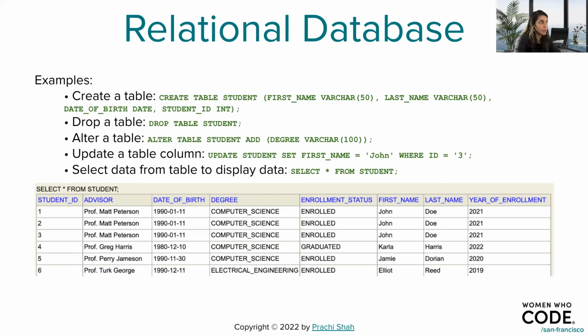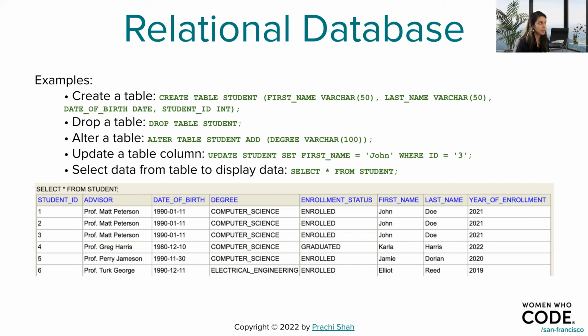So I'll create a student table with the first name as my column name, and the data type, which is varchar, and I'm only limiting the first name to 50 characters, right? And then I have a last name, let's say limited to 50 characters, and then date of birth, which is of type date, and student ID, which is an integer. So I'm creating a table. Then if I want to drop or delete this table, I will use the drop table student command.